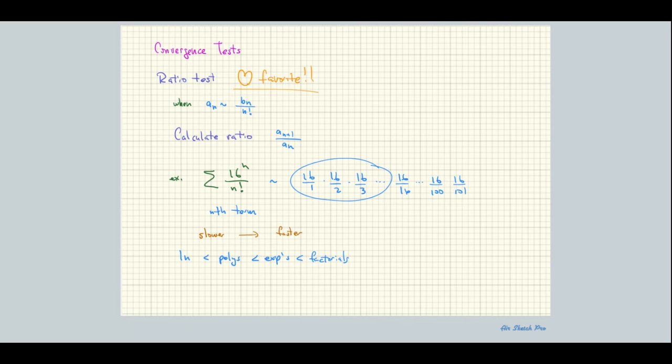So that implies the nth term is going to 0. So it fails the divergence test, fails the nth term test, which is a test for divergence.